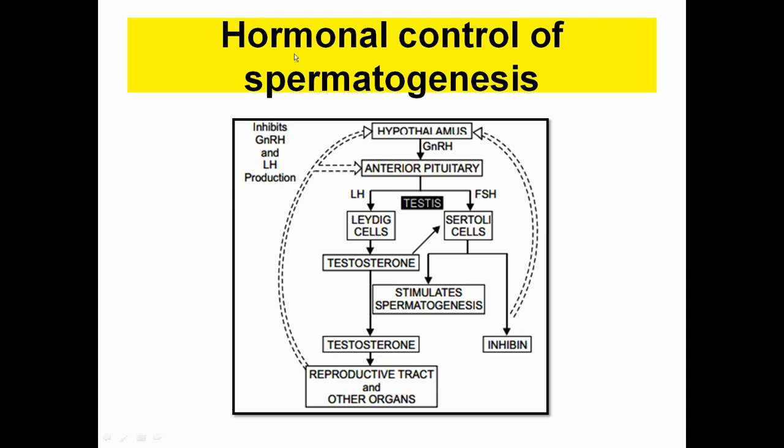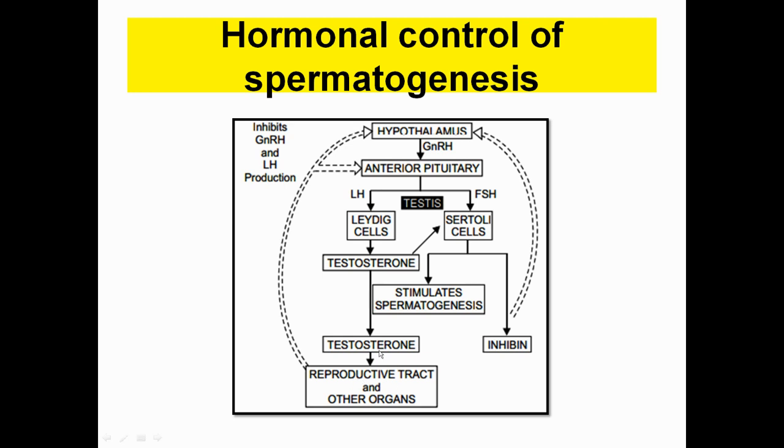The whole process is directed by the brain, that is the hypothalamus region, and this is going to activate the anterior pituitary by releasing gonadotropin releasing hormone. The anterior pituitary in turn is going to release two hormones, that is luteinizing hormone and follicle stimulating hormone. Luteinizing hormone is going to stimulate the Leydig cells. Leydig cells are the interstitial cells present between the seminiferous tubules. So these interstitial cells are going to release testosterone.